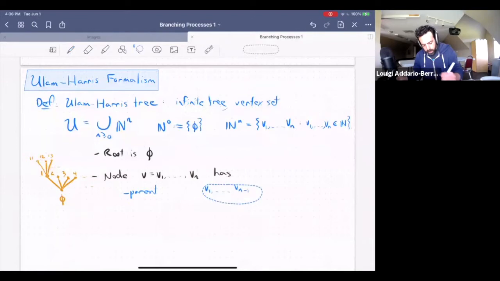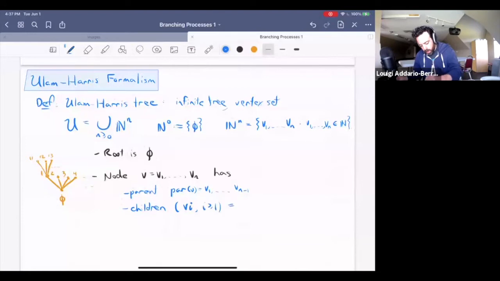which is just v1 up to v(n-1). So that's the parent of v, and then the children are v comma i, or let me omit the comma, vi, for i at least one. Those are v1 up to vn comma i, where i ranges over positive integers. I seem to be using ℕ to mean positive integers here, so to be consistent with previously, where that was non-negative integers, I'll write ℕ+ here.